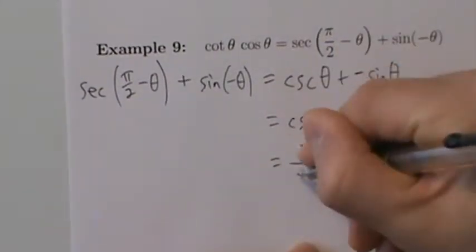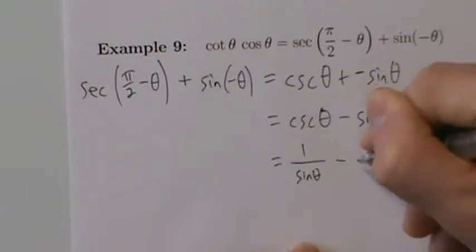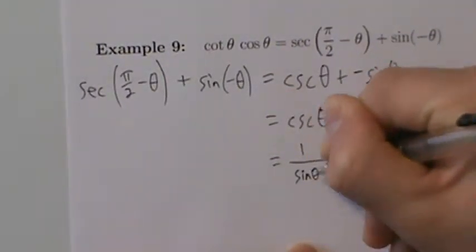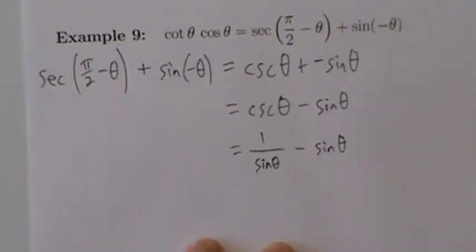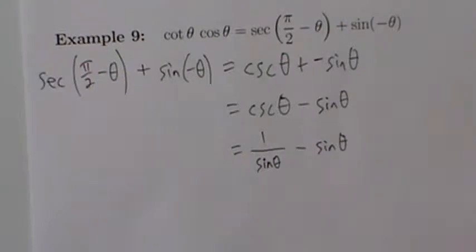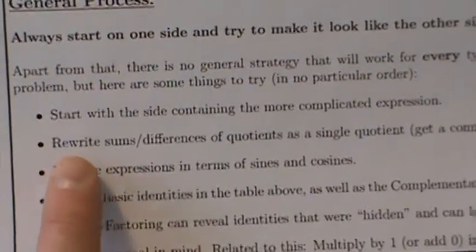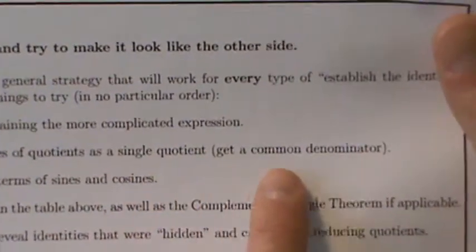So cosecant is 1 over sine of theta. And then we're still subtracting a sine of theta. Okay, so is that helping us at all? Well, it's not really obvious yet, but it's going to get us there eventually, maybe. We'll see. So what can we try next? Well, next, let's try getting a common denominator. That's related to a couple of our steps, but here: rewrite sums or differences of quotients as a single quotient, get a common denominator.